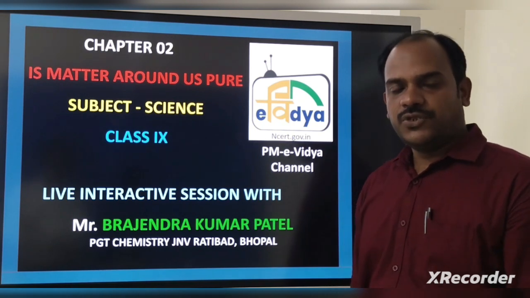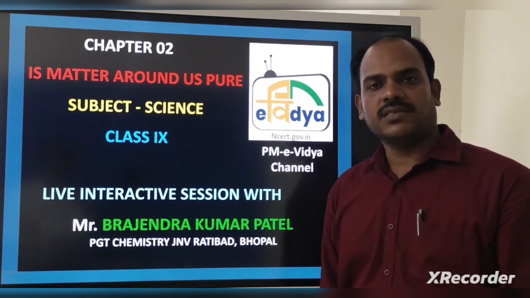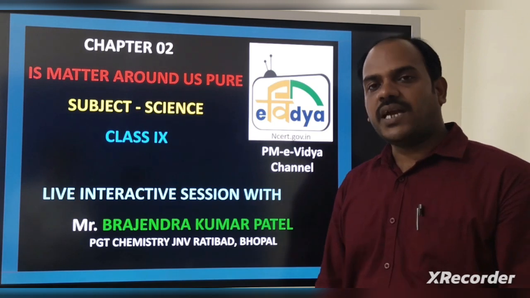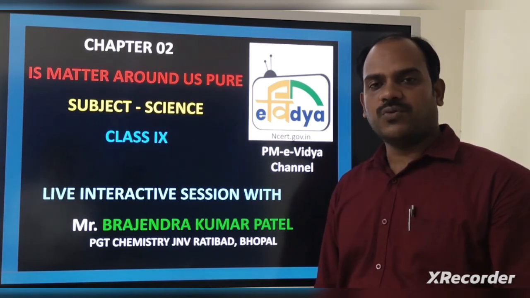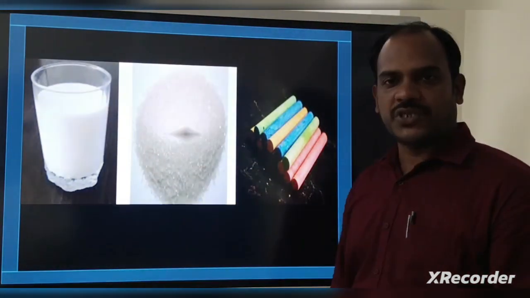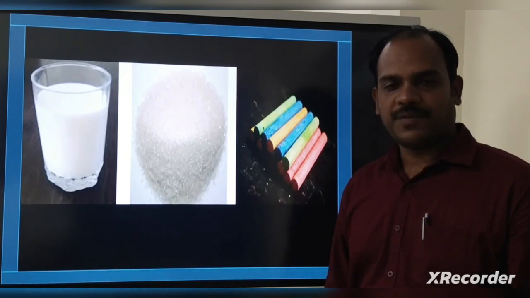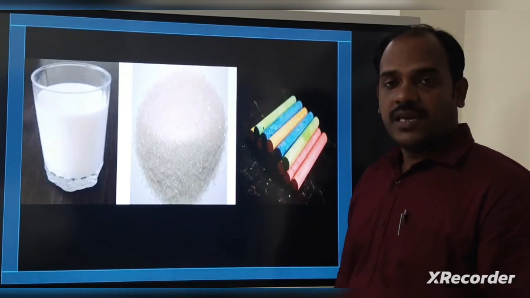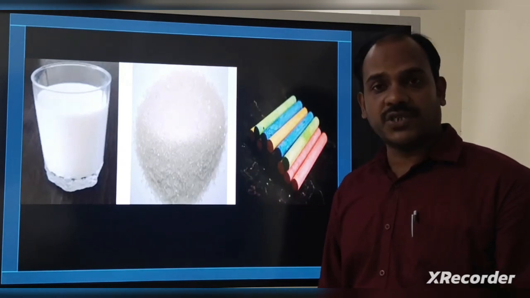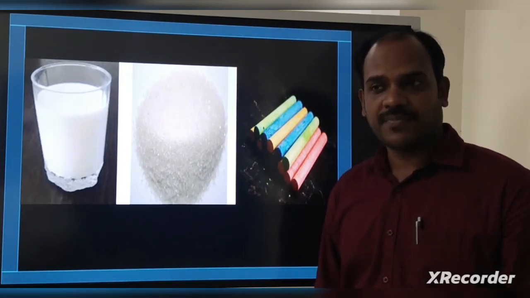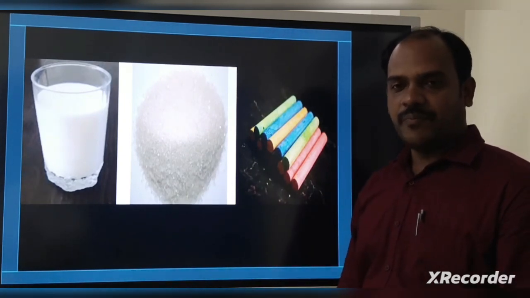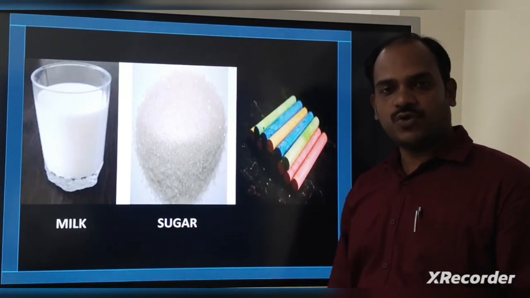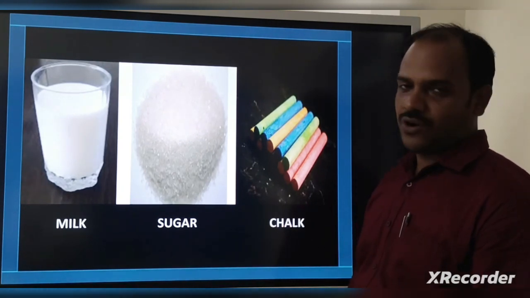Dear friends, today I am here for class 9 Science. Before starting our lecture, I want to show you some pictures. Can you see these pictures? Can you tell me the name of these pictures? What are they? Yes, you are right. First one is milk, the second one is sugar, and the third one is chalk.